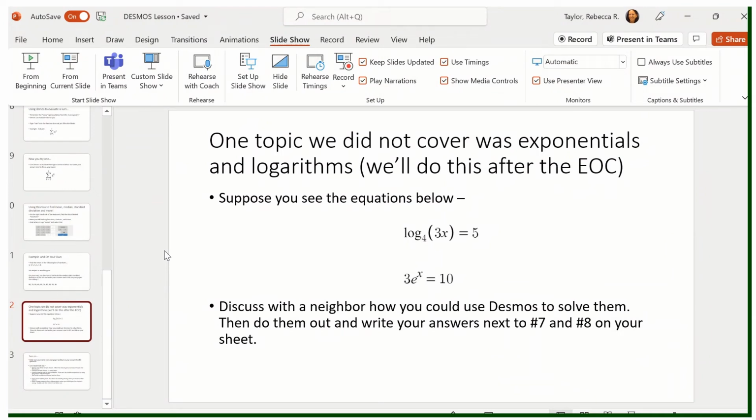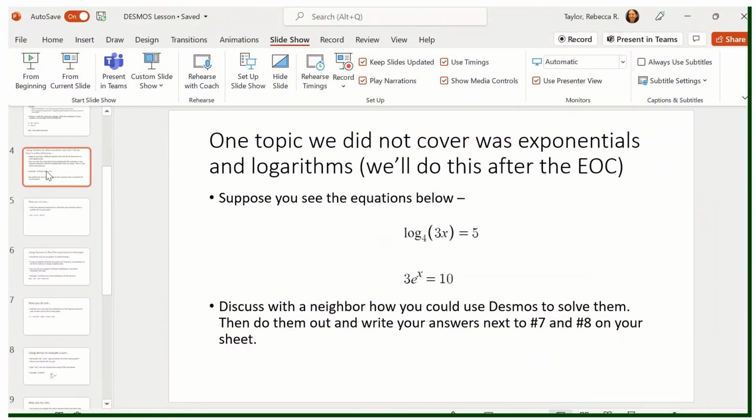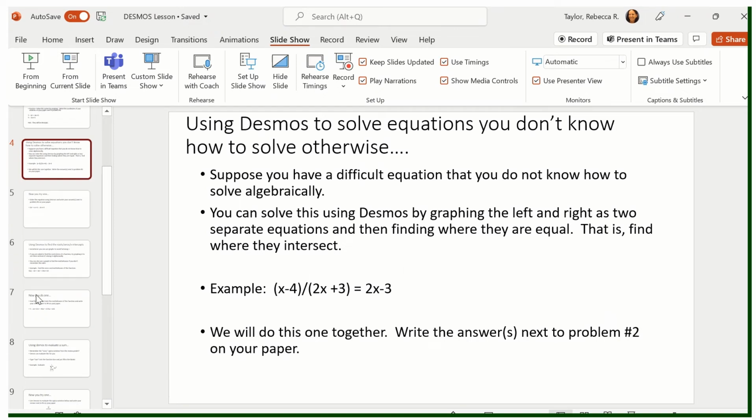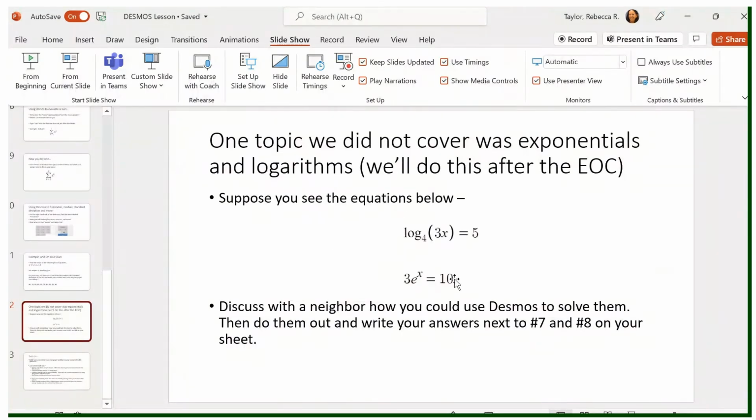So suppose you see the equations below, and what we're going to do in class is discuss with a neighbor how you could use Desmos to solve them. Remember that earlier in this presentation, I said you can solve anything that you're not sure how to solve by graphing the left and graphing the right as separate equations. So if you have an equation like this, log base 4, that subscript is a 4, you just need to know where to find it. You would graph the left and then graph the right.